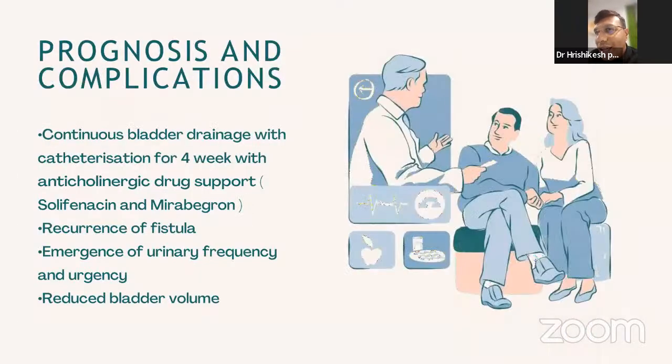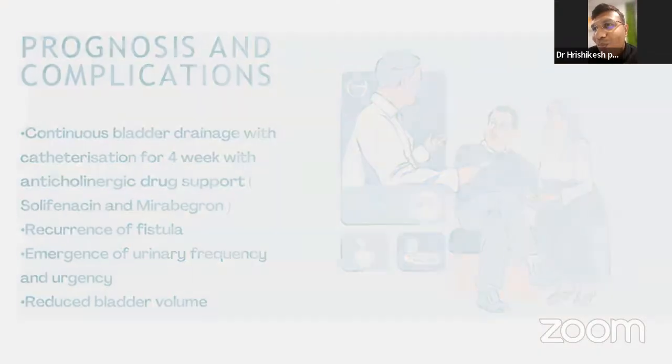So regarding prognosis and complications, continuous bladder drainage with catheterization for 4 weeks with anticholinergic drugs is important. There are almost 30% chances of recurrence. There are chances of urgency and bladder volume reduction. But still, if you attempt to repair it properly the first time, you can achieve a good result. Thank you.